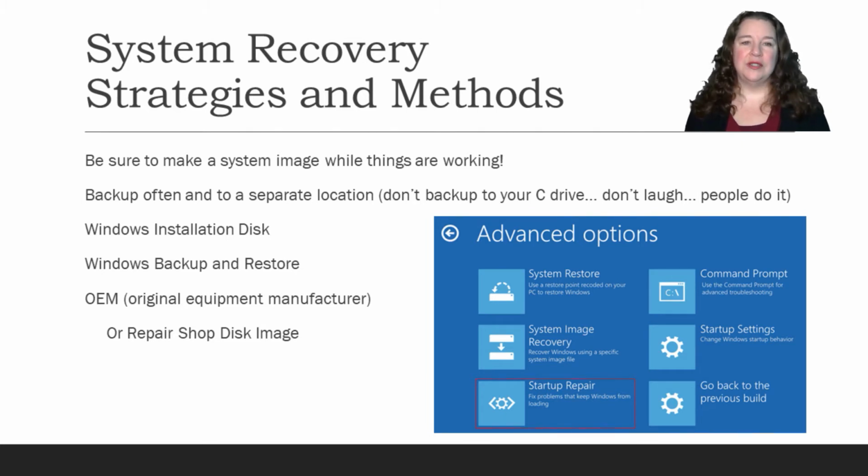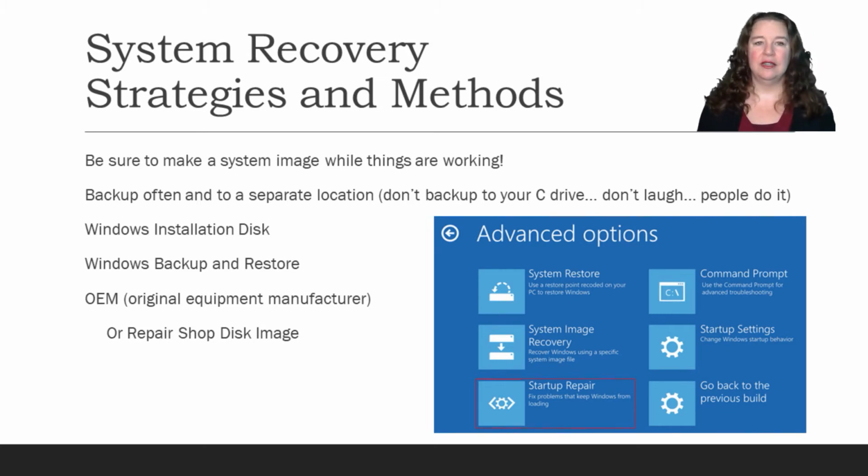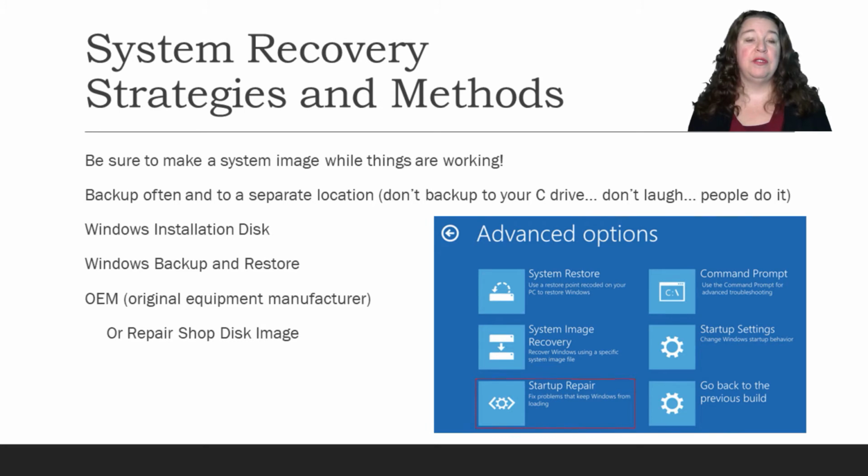You want to have your Windows installation disk. In the off chance that your entire operating system gets corrupted, you want to have your installation disk. You can also use backup and restore. Windows offers backup and restore options so that you can back up your drive and restore it with restoring software. Some people don't think about the fact that you need to have the ability to restore it with software. It's not like you just plug the drive in and it knows what to do. You do have to have the restore software as well. If you go to a help desk or a tech shop, they usually have a repair disk image available. But if you can have the original OEM, original equipment manufacturer, disk, that's useful.